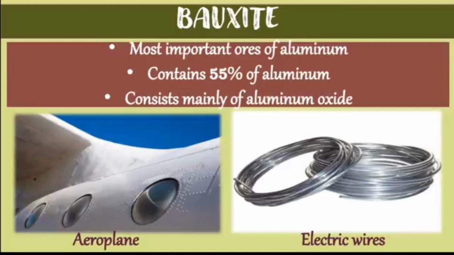Now like manganese, bauxite is very important too. The most important ore of the element aluminium is bauxite, that contains 55% of aluminium and consists mainly of aluminium oxide. So bauxite is useful mainly for making aeroplanes and electrical wires.